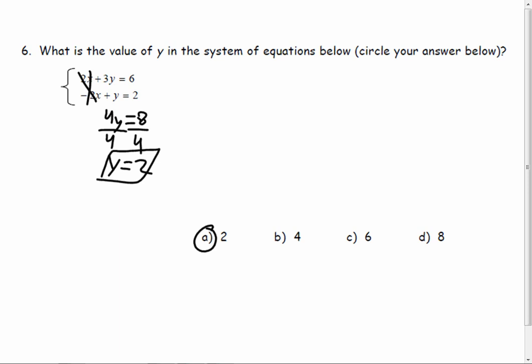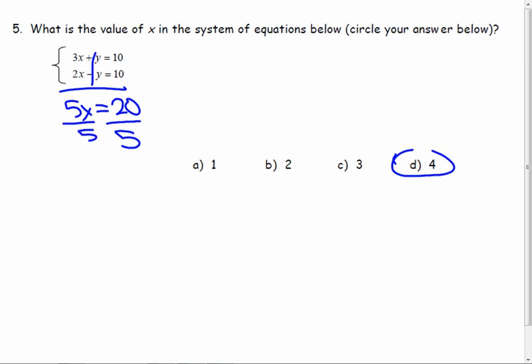Okay, Jake, I don't see your stuff done. It needs to be done. Why don't you do the problem? It's just as easy to do it.